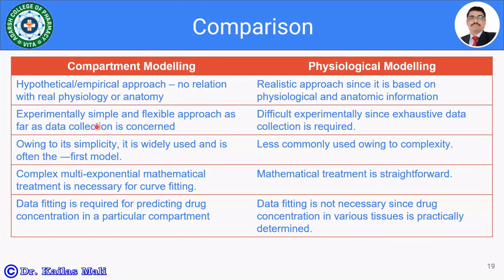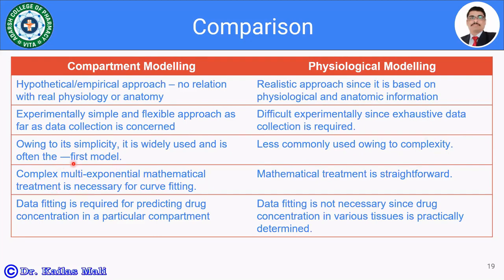In the case of compartmental modeling, experimentally, it is a simple and flexible approach as far as data collection is concerned. It is very simple to collect the data. It is very simple to run the experiment. In the case of physiological modeling, it is very difficult experimentally since exhaustive data collection is required. Owing to its simplicity, compartmental modeling is widely used and it is often the first model, while the physiological model is less commonly used due to its complexity.